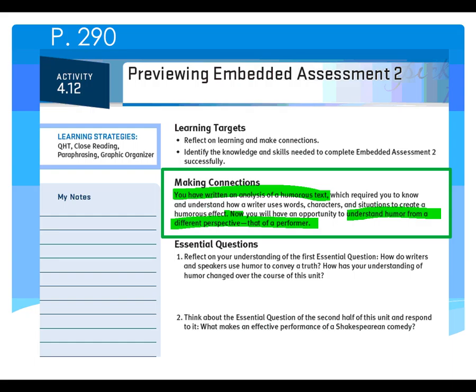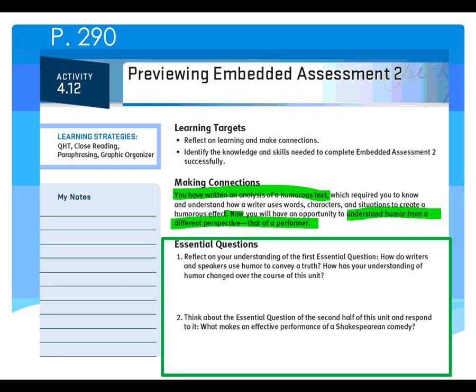Okay, so with this lesson, you folks are reflecting on what we learned in the first half of the unit, and you're identifying what the next and final EA is of your 8th grade English year. Woo-hoo. All right, now right there on the learning targets, you folks have this Making Connections subheading. There's two items on the screen that are going to be highlighted. I want you to highlight them as well.